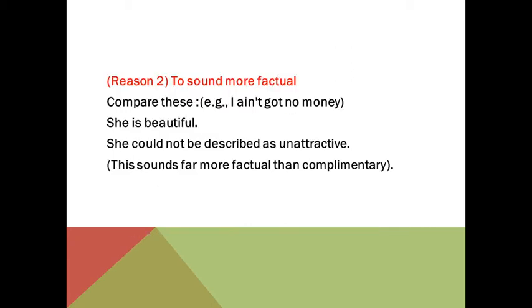Within reason number 2, to sound more factual, as we can say in this sentence, I ain't got no money. She's beautiful. She could not be described as unattractive. This sounds far more factual than complimentary. And this sentence, when I say a double negative, I ain't got no money, is not always a mistake. Quite often, using a double negative sounds more diplomatic or factual.